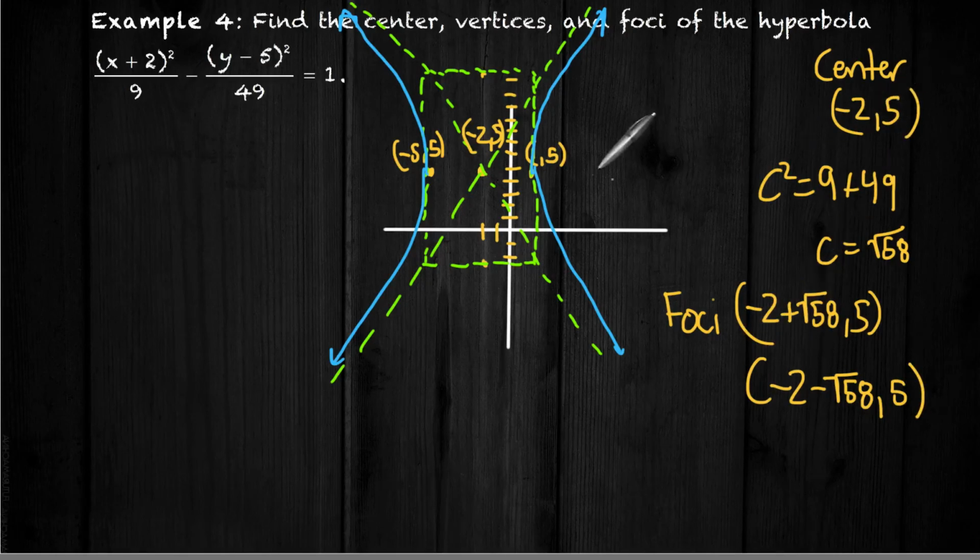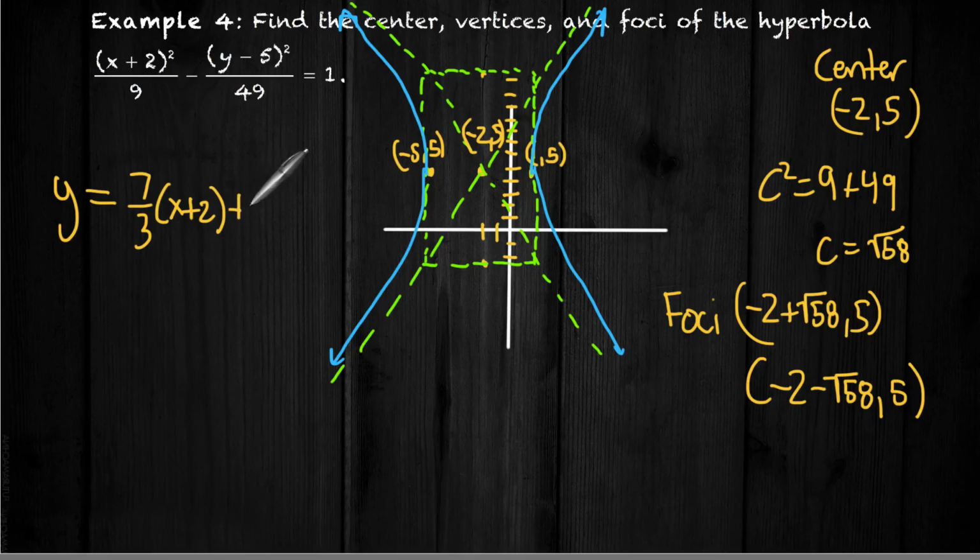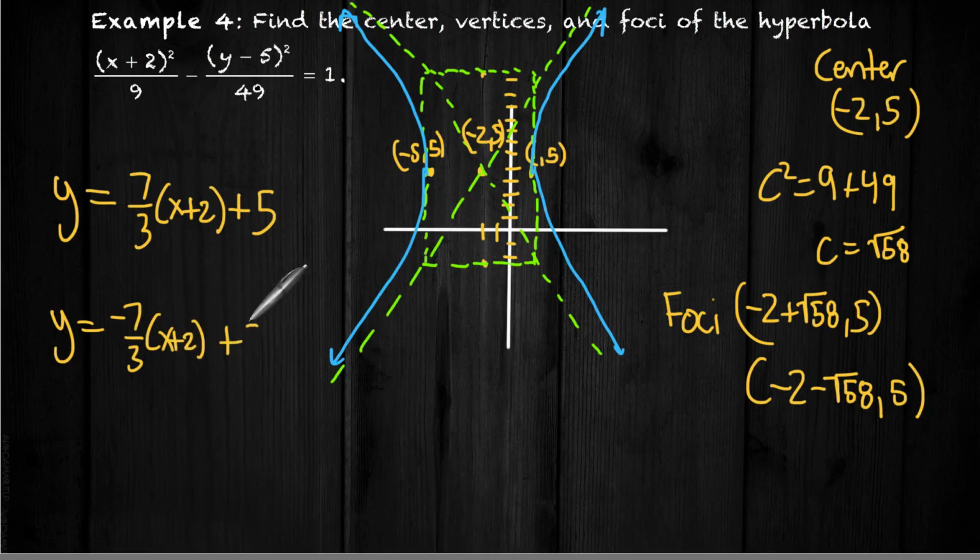Here's our center, our vertices we got, and if we wanted to get the asymptotes, we could do that as well. That would be y equals, we're going to go up 7 and over 3, so 7/3 x minus a minus 2, so that's plus 2, and then plus 5. And then the other one will be negative 7/3 x plus 2 plus 5. Okay, so up 7 over 3, rise over run to get the slopes of these lines.